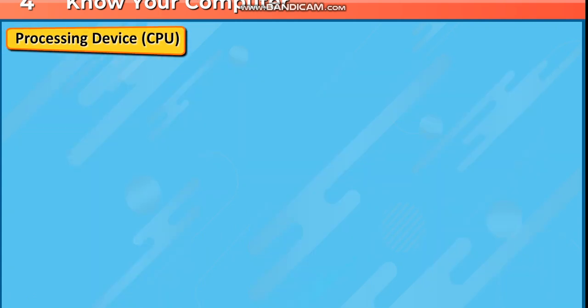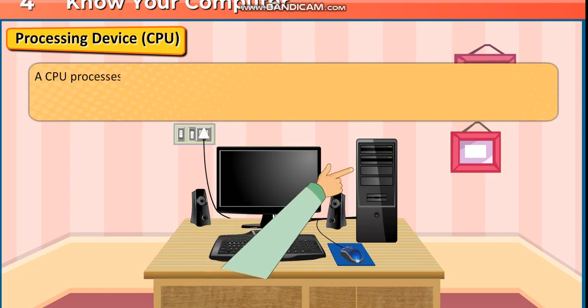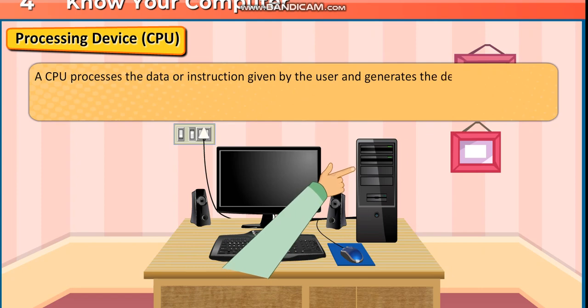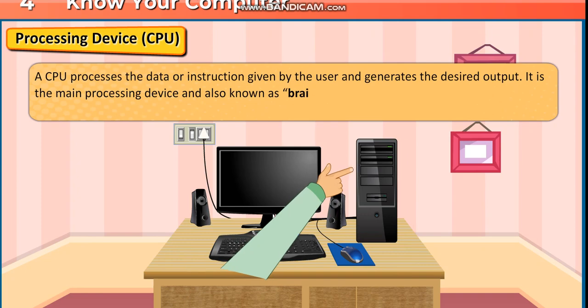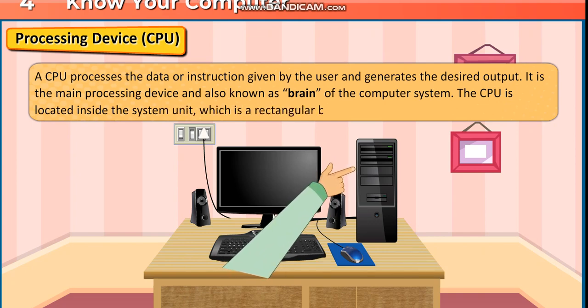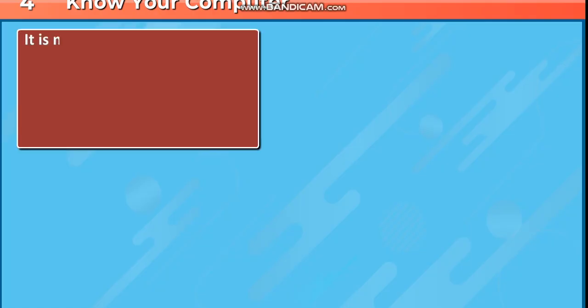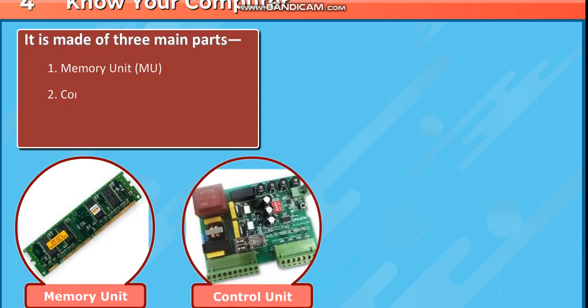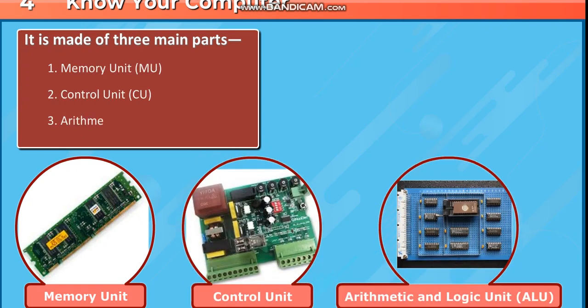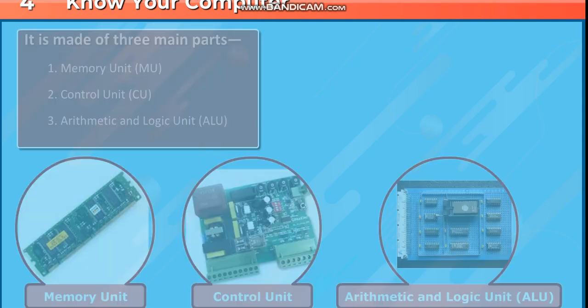Processing device, CPU. A CPU processes the data or instruction given by the user and generates the desired output. It is the main processing device and also known as the brain of the computer system. The CPU is located inside the system unit, which is a rectangular box placed on or underneath your desk. It is made of three main parts: memory unit, MU, control unit, CU, arithmetic and logic unit, ALU.